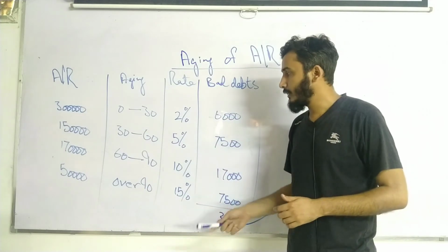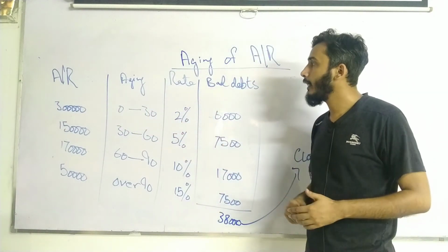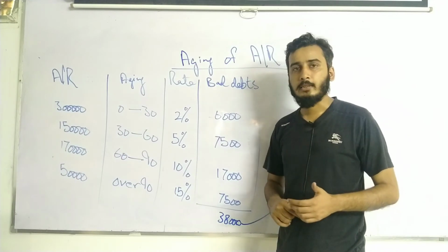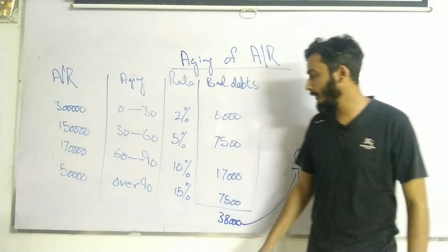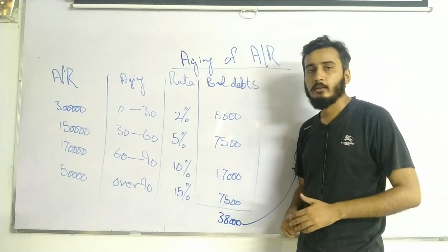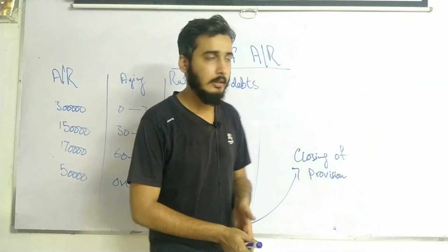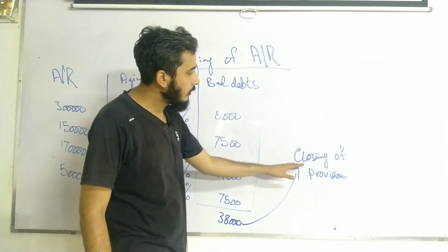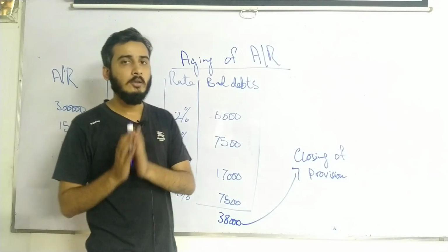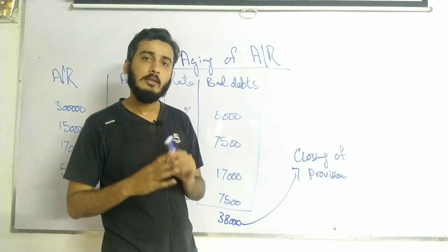Now here we have different rates to be applied on these account receivables. On this 3 lakh we have to apply 2%, then we get an estimate of bad debts which is 6,000. Then 150,000 into 5%, here we get 7,500. Now 170,000 at 10% shall be 17,000, then 50,000 into 15% is 7,500. Now by adding up all these figures, we get 38,000. By adding up all this, we get the closing of provision. Now by putting this figure as the closing balance into the ledger of provision for doubtful debts, we can get the bad debts expense amount by totaling both the sides.